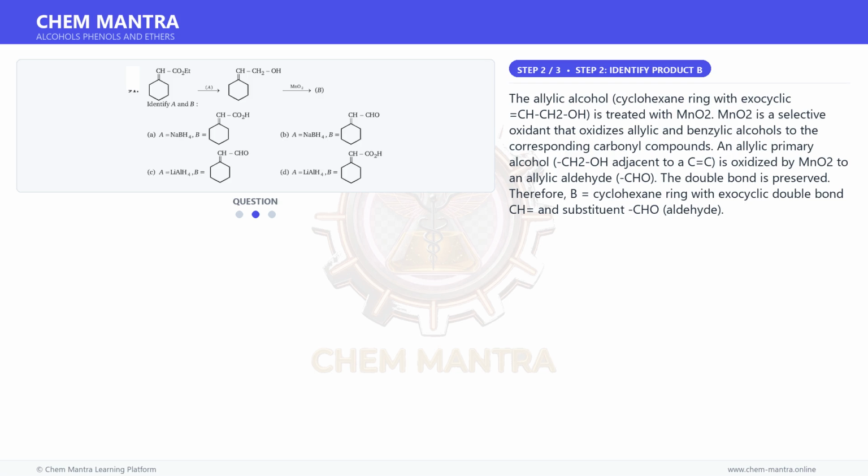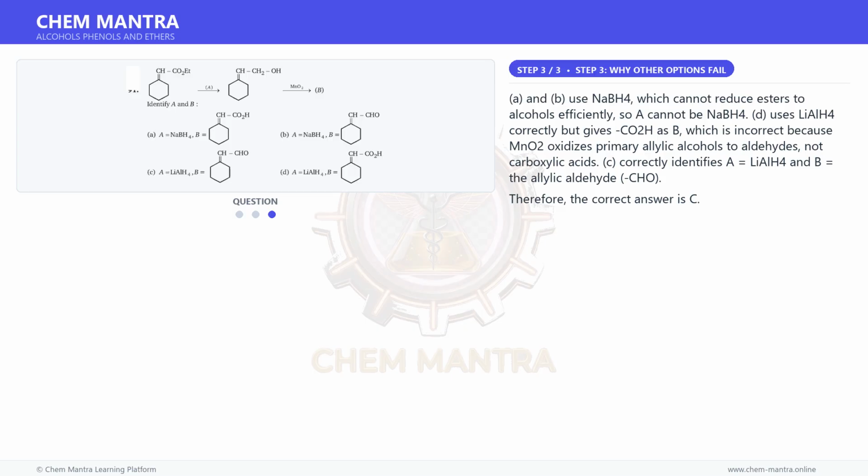The allylic alcohol, a cyclohexane ring with exocyclic =CH2OH, is treated with MnO2. MnO2 is a selective oxidant that oxidizes allylic and benzylic alcohols to the corresponding carbonyl compounds. An allylic primary alcohol, CH2OH adjacent to a C=C, is oxidized by MnO2 to an allylic aldehyde, CHO. The double bond is preserved. Therefore, B is equal to the cyclohexane ring with exocyclic double bond =CH and substituent CHO, the aldehyde.